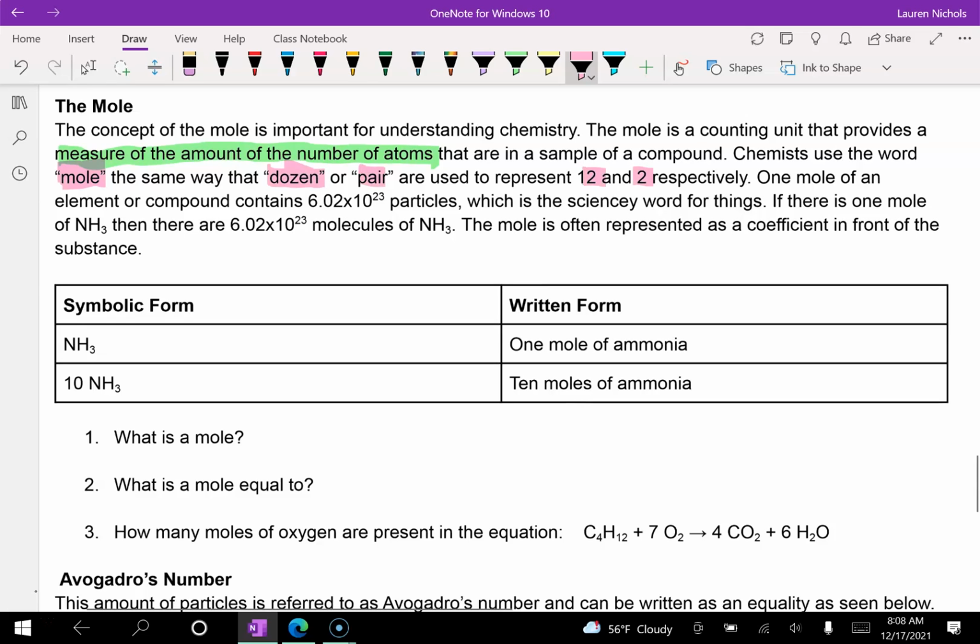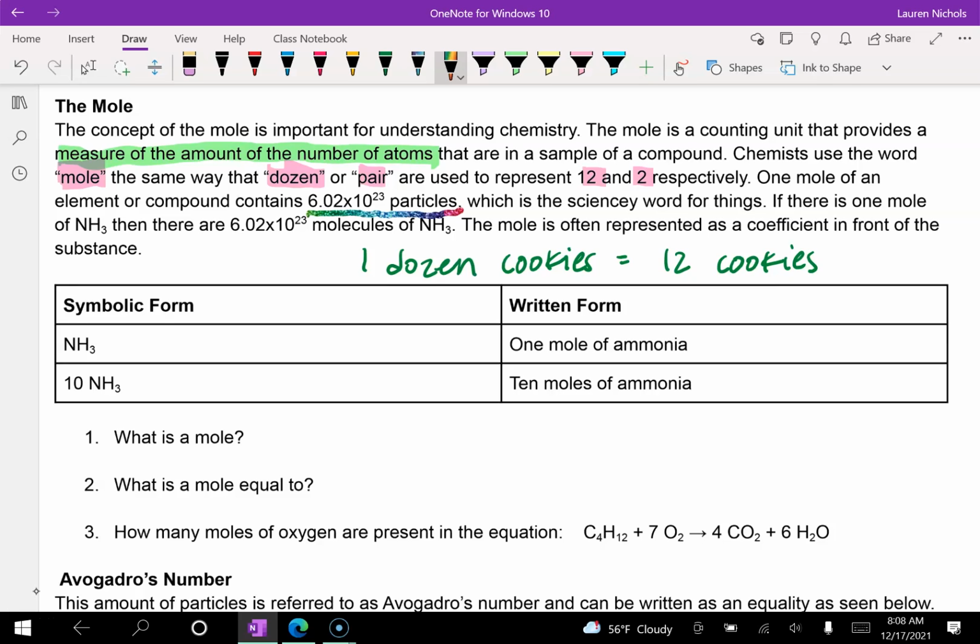And we use the word mole the same way that we might say a dozen or pair to represent 12 and 2. So I know that if I have 1 dozen cookies, that means that I have 12 cookies. It's the same number of cookies, it's just expressed in a different way. Or if I have 1 pair of socks, that actually means I have 2 individual socks, not that I just have 1 sock together.